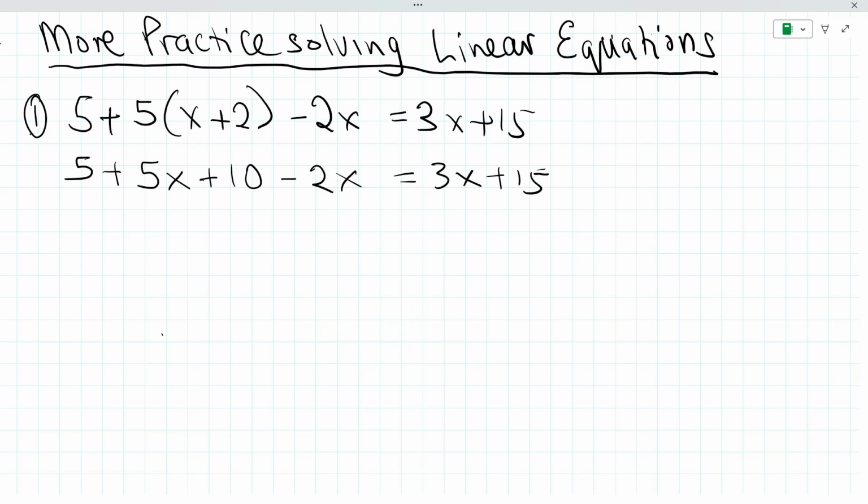Next, we'll look for like terms. You can see that between 10 and 5 we have a total of 15, so we can say 15. And between 5x and 2x we have plus 3x, because it's 5x minus 2x, and this will all equal to 3x plus 15.